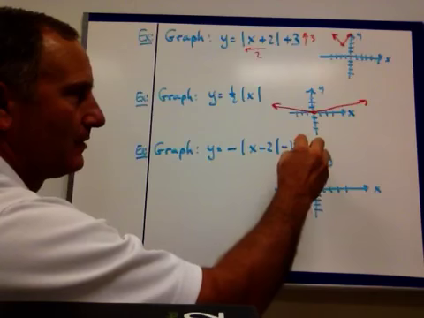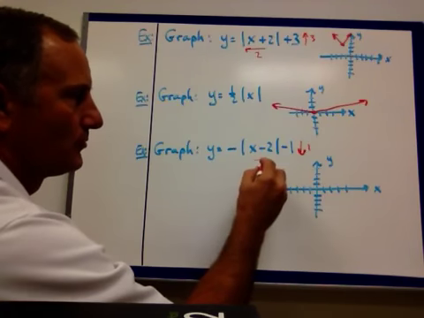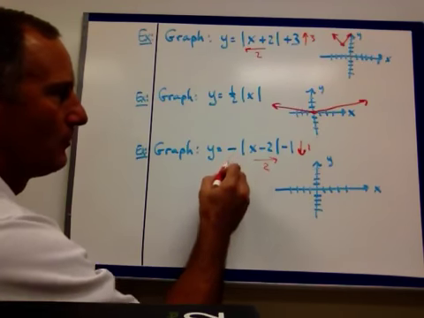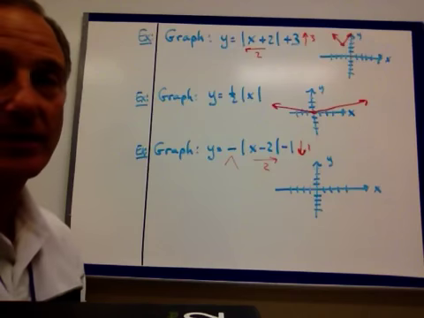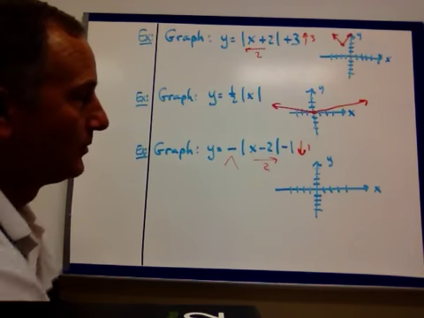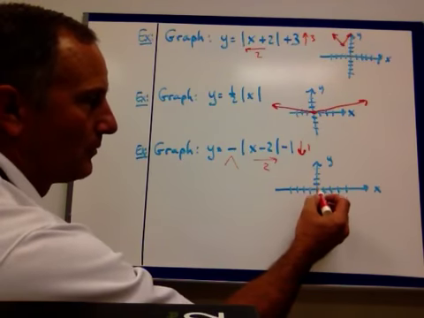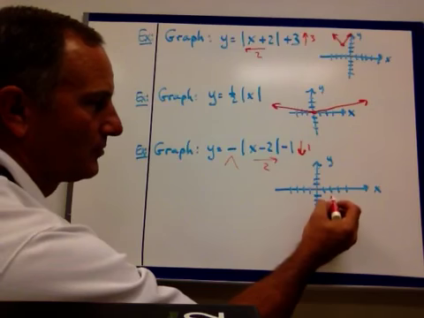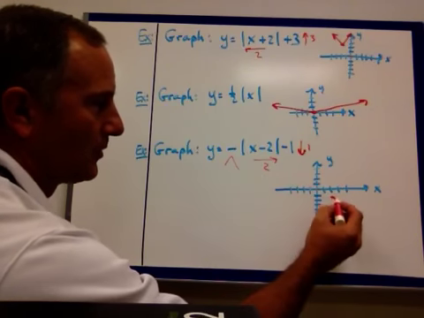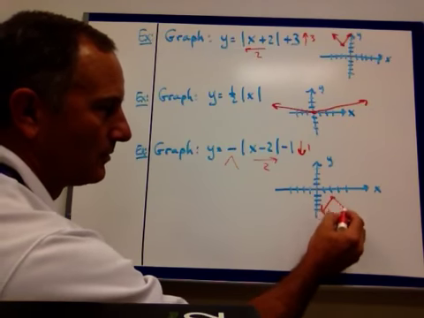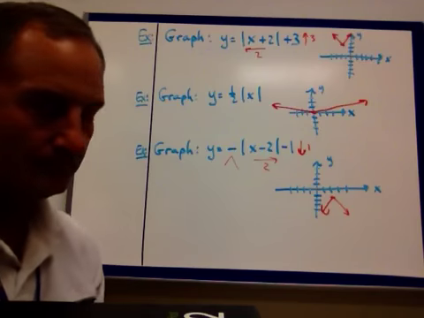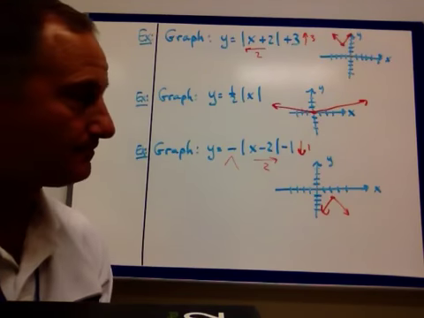Here, we're going to go down 1. We're going to go to the right 2. And we're going to open down because that's a negative. Okay? So from our origin, I'm going to go down 1. I'm going to go to the right 2. There's my new vertex. I'm going to open down. There we go. I'll take that for an answer all day long.